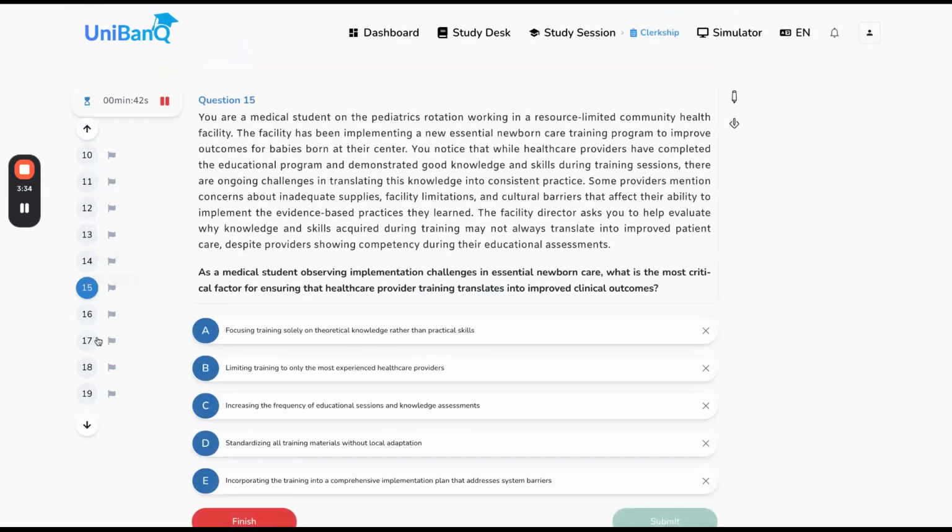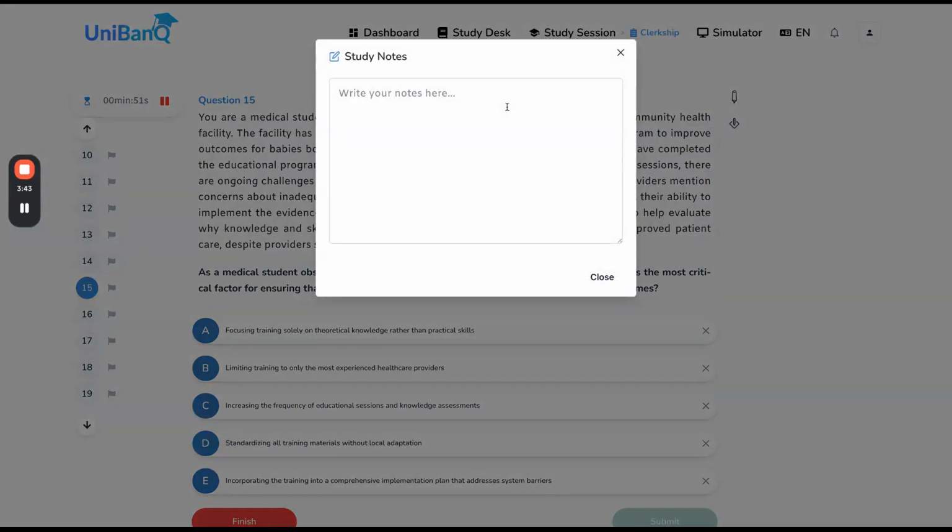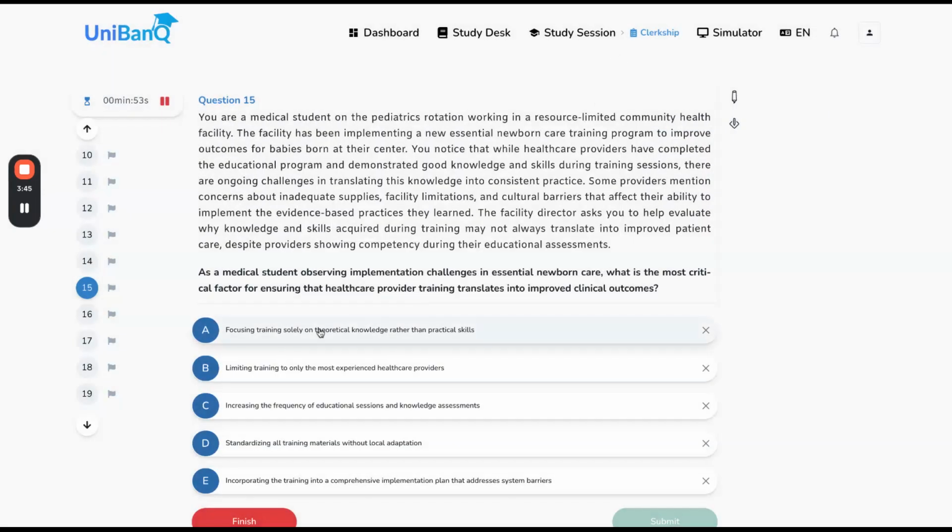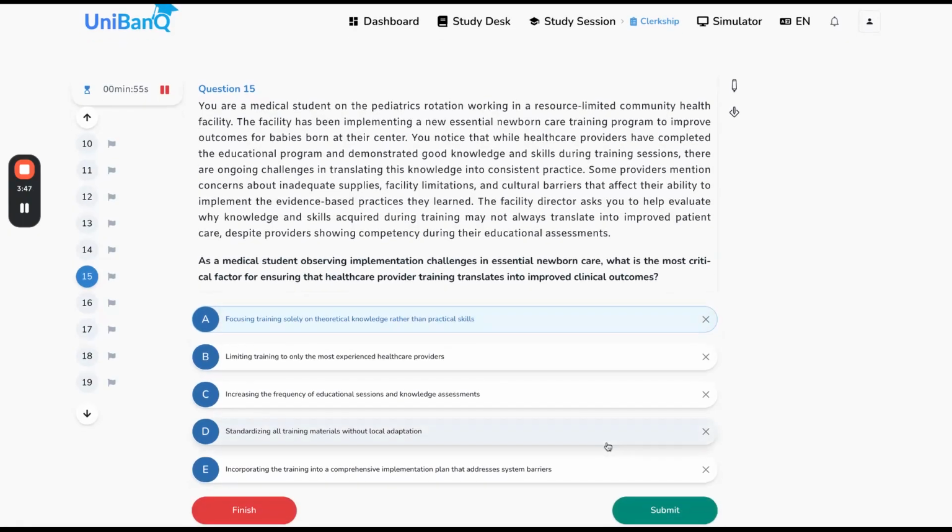You can also go through questions. You have a timer up on the left-hand side as well as a highlighting section. You can choose the color and, of course, erase as well. You also have a study notes section where you can take notes. So let's go through a question real quick.